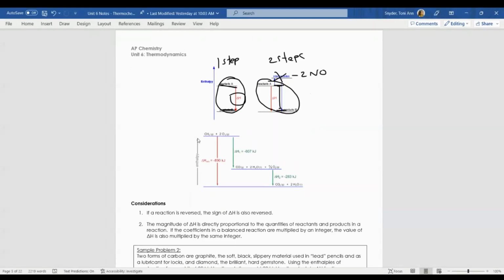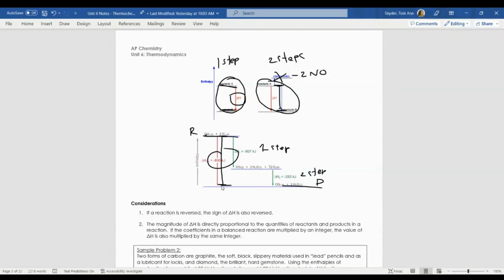Here's a specific reaction. So the combustion of methane typically occurs in two steps, okay? Here's my reactants up here, and my products are all the way down here. So if this reaction happens in two steps, here's my reactants and here's my products. My first step looks like it releases 607 kilojoules, and my second step releases 208 kilojoules. My total enthalpy change would be the sum of those two, negative 890 kilojoules, because it's always reactants to products.